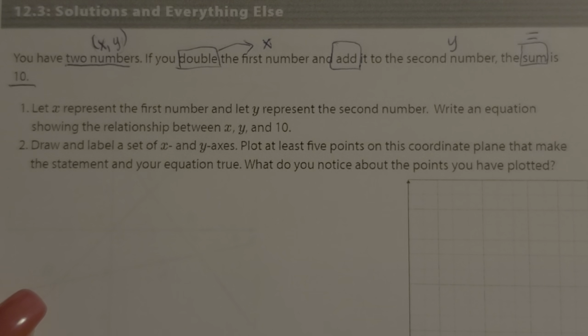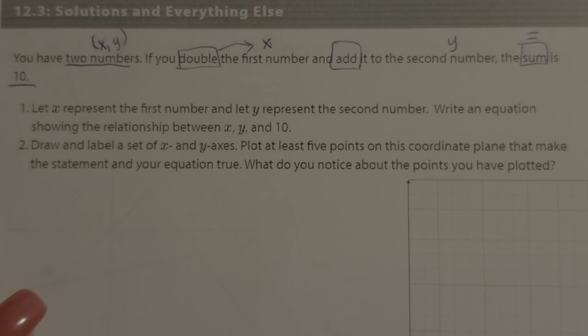Is this looking similar to something we've had before on the last question? Well, let's find out. Draw and label a set of x and y axes. Plot at least 5 points on the coordinate plane that make the statement and your equation true. What do you notice about the points you have plotted?